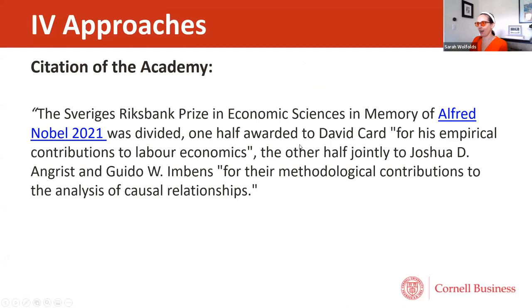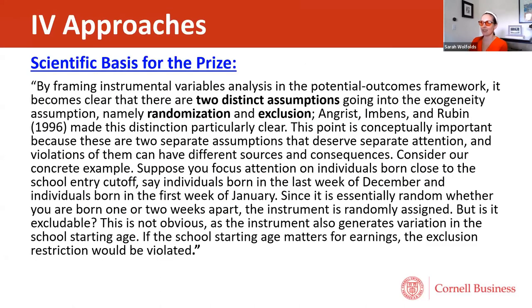Okay, so I don't need to tell this audience, obviously, people care a lot about examining causal relationships. I think one of the interesting things about the Nobel Prize from last year was they said part of the big contribution was this first line here: framing instrumental variables analysis in the potential outcomes framework, it becomes clear that there are two distinct assumptions going into the exogeneity assumption, namely randomization and exclusion.